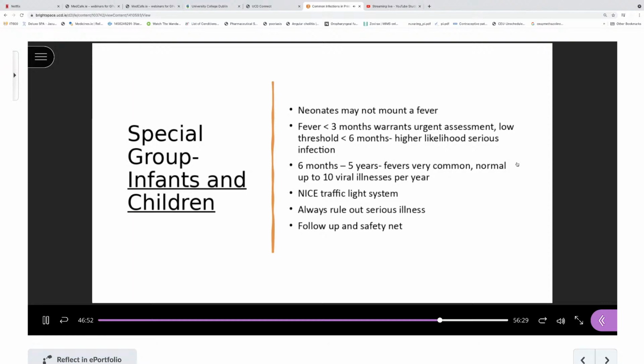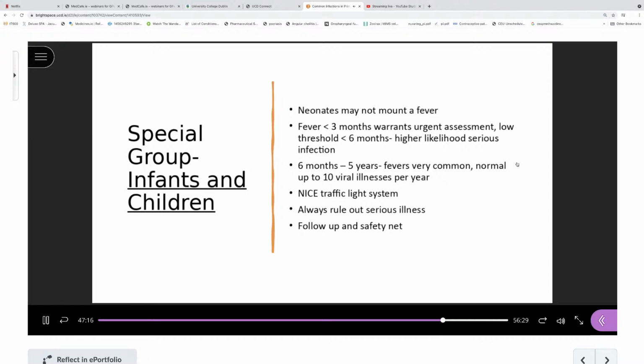I said we would mention special groups and what we need to focus on. So infants and children are most definitely a special group that need to be treated differently. So it's important to bear in mind that newborn infants, really up to about 3 months of age, may not mount a fever with an infection. If an infant below 3 months of age does present with fever, this is abnormal.